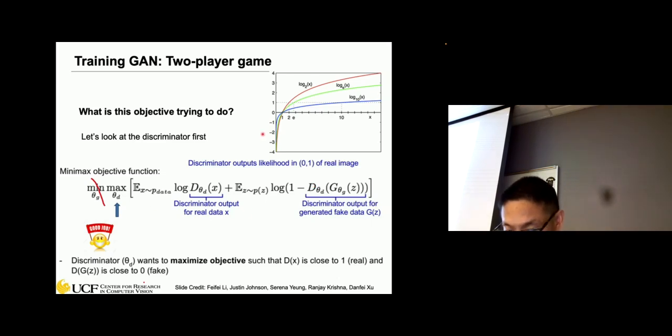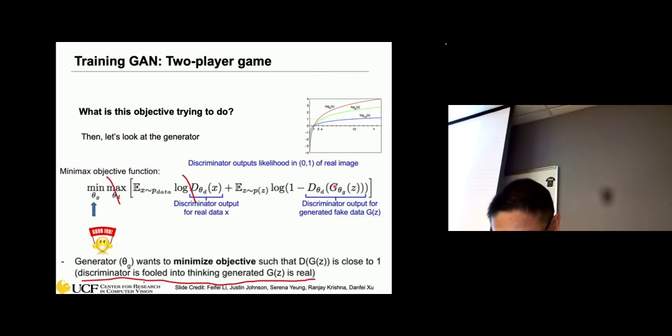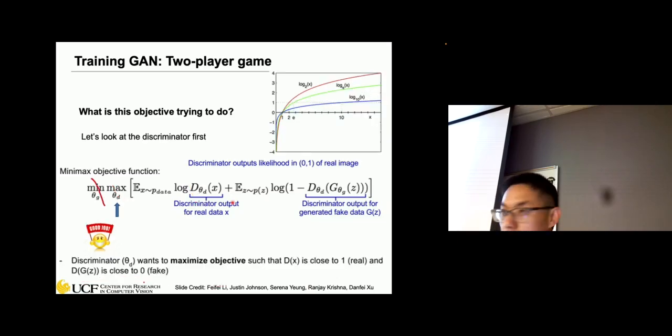In this case, just for you to understand, I plot these log functions. So why maximization? This is easy to understand, because we want to maximize that probability close to 1. But here, because we have this minus sign, we have the 1 minus. So basically, if we maximize this term, we're trying to push this D here close to 0. Is this clear? Any questions about this part?